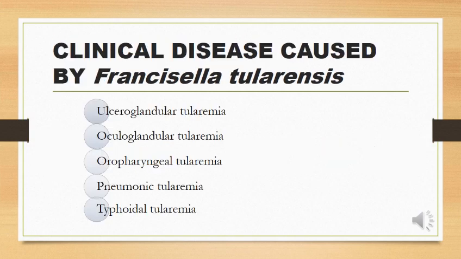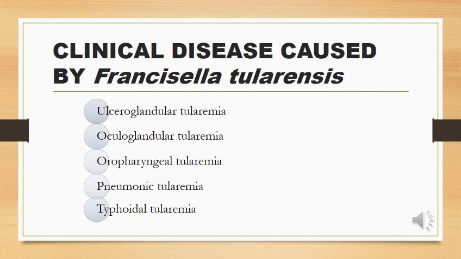Clinical disease caused by Francisella tularensis: ulceroglandular tularemia, the most common variety of the disease. Symptoms include an ulcer on the skin, usually caused by a bite from an infected animal or insect, and lymph glands that are painful and swollen. Oculoglandular tularemia affects the eyes. Symptoms include pain, swelling or discharge in the eye, redness in the eye, and light sensitivity.